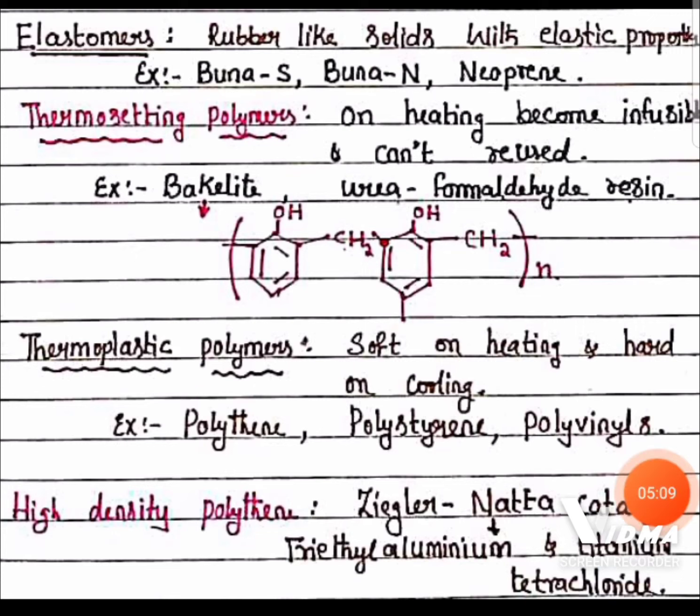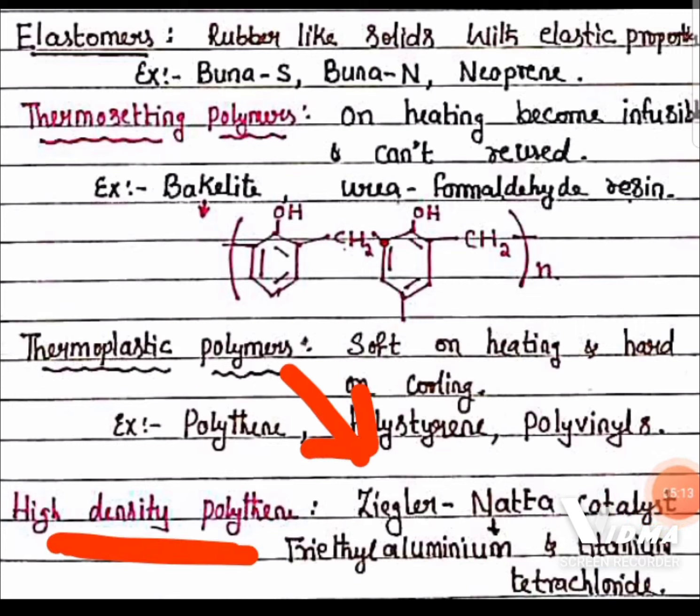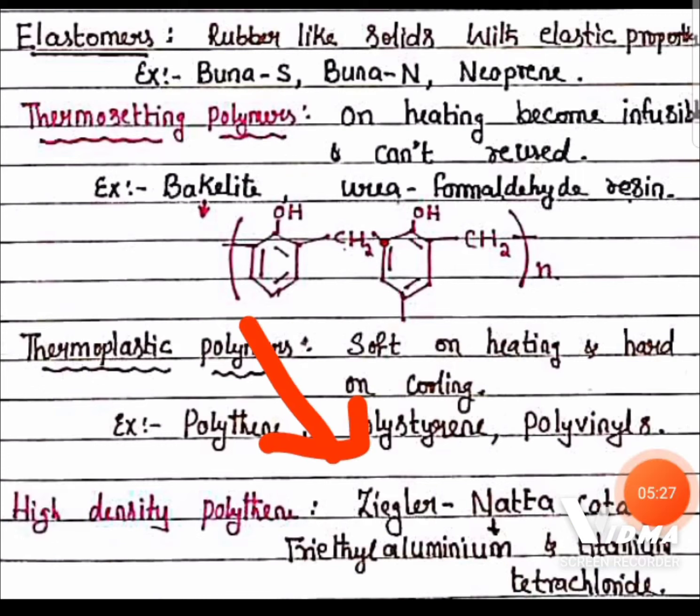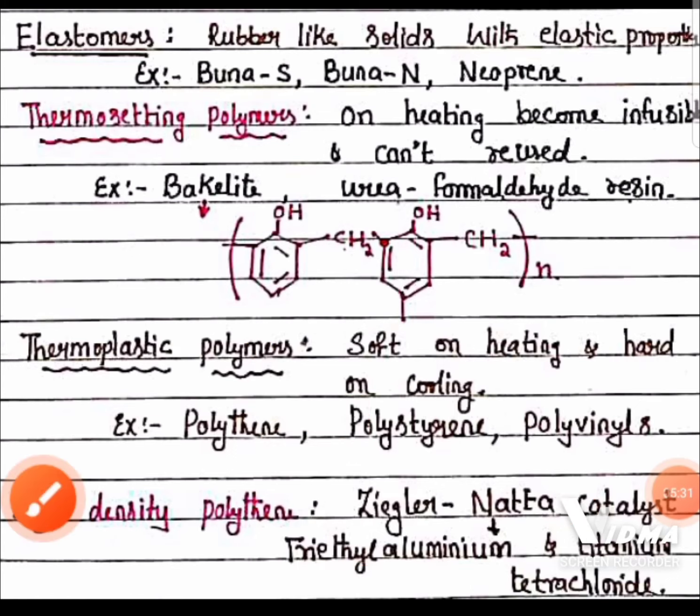And for preparing high density polythene, remember there is a use of a catalyst called Ziegler-Natta catalyst. The chemical name of Ziegler-Natta catalyst is triethyl aluminum and titanium tetrachloride. I'll repeat, the chemical name of Ziegler-Natta catalyst is triethyl aluminum and titanium tetrachloride.